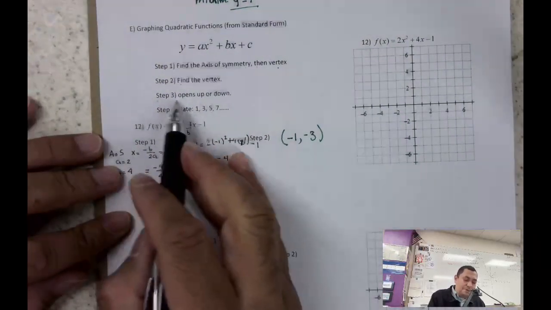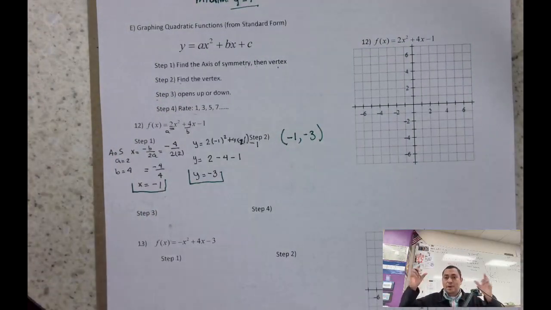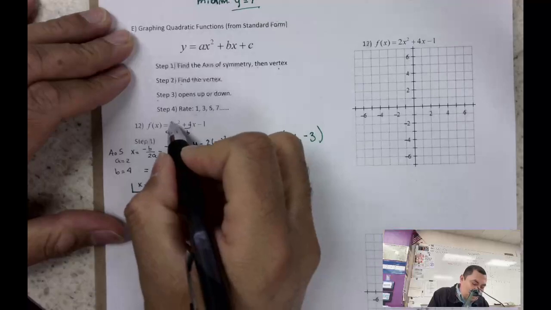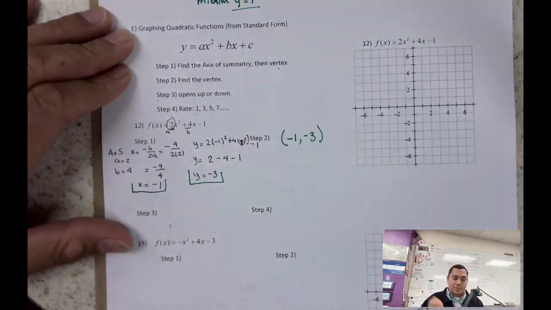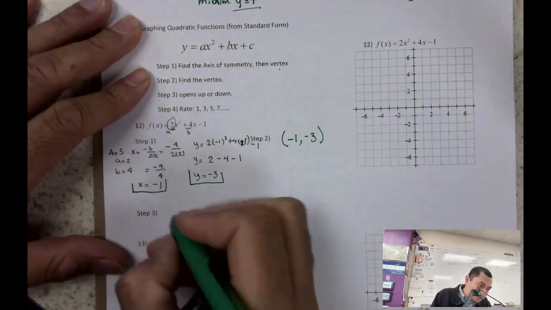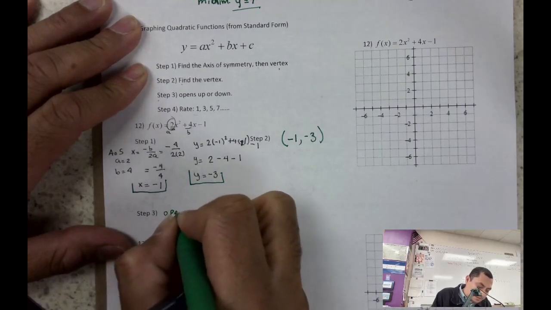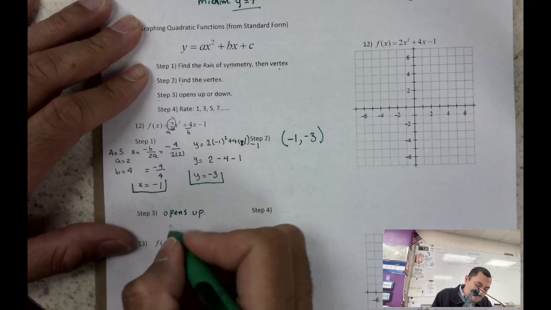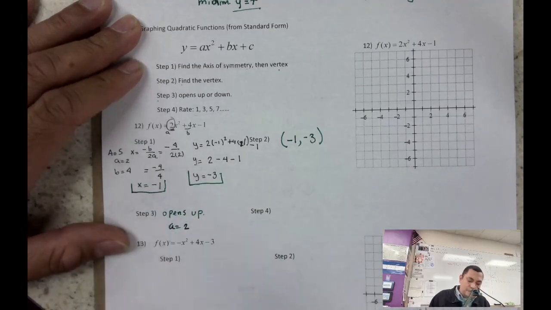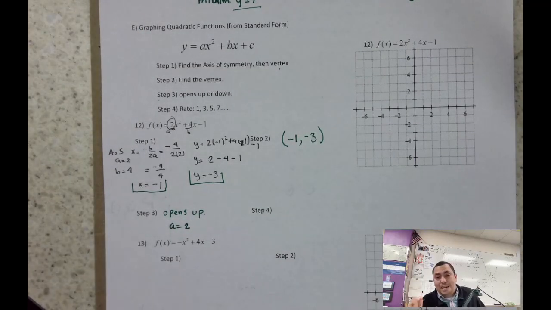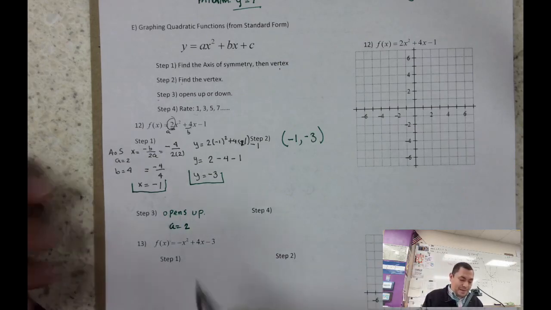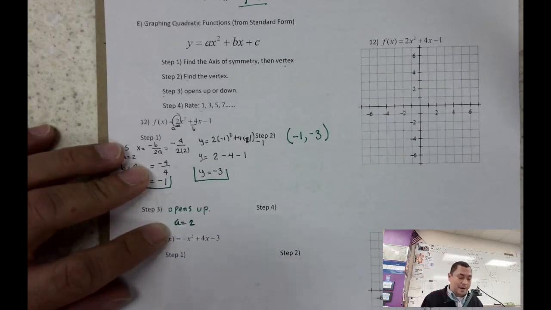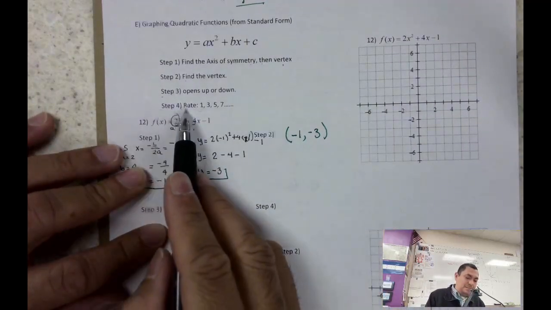Now, what is step number 3? Does that graph open up or open down? The value of a is positive. So that means this parabola is going to open up. Okay? And a is equal to 2. Why do I need a equal to 2? Because I'm going to use the rate 1, 3, 5. And my a is 2, it's not 1. So final step is rate.